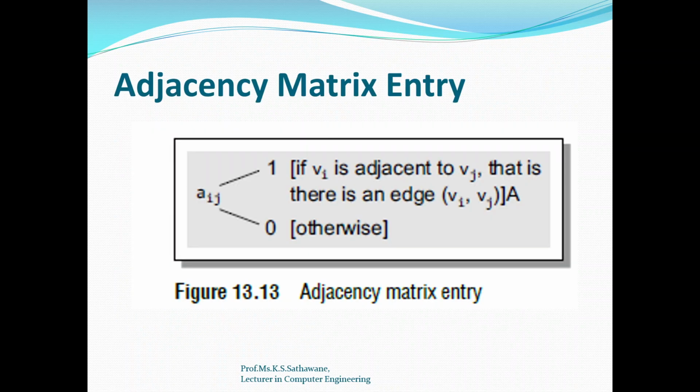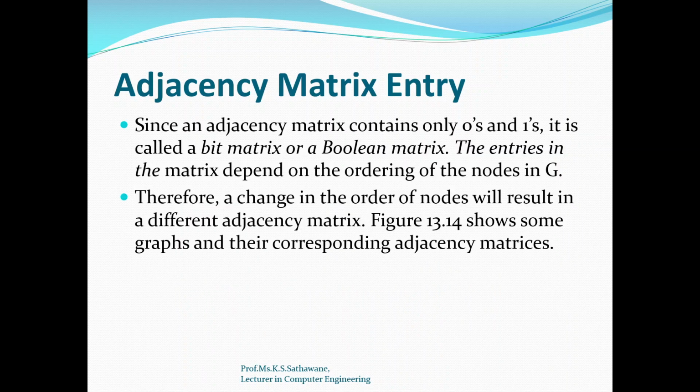So, in short, if there exists an edge between Vi to Vj, then the vertices Vi and Vj are said to be adjacent to each other. So, the corresponding adjacency matrix entry will have 1 in it. Otherwise, it will have 0 in it. Since an adjacency matrix contains only zeros and ones, it is called a bit matrix or a Boolean matrix. The entries in the matrix depend on the ordering of the nodes in G. Therefore, a change in the order of the nodes will result in a different adjacency matrix.